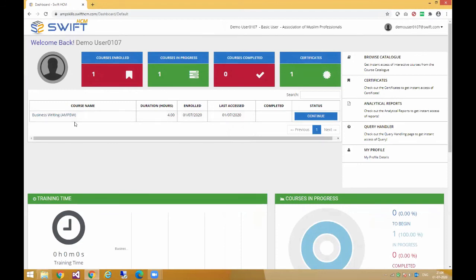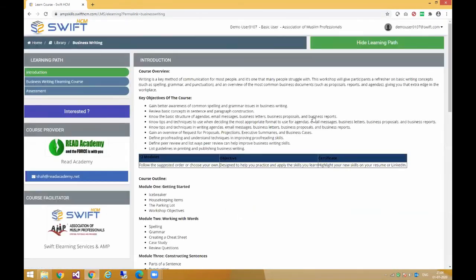So to access this course, you would see a button here. If you are accessing for the first time, you would see a begin button, but because I've already accessed, it says continue. When you click on this button to get started, a learning path would come up.